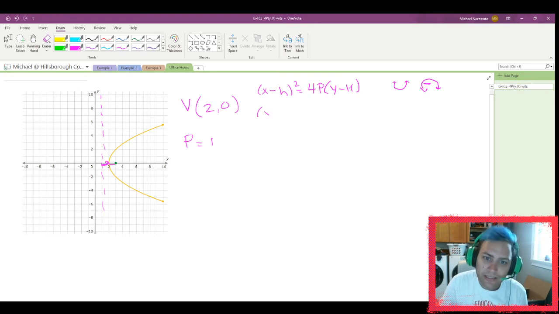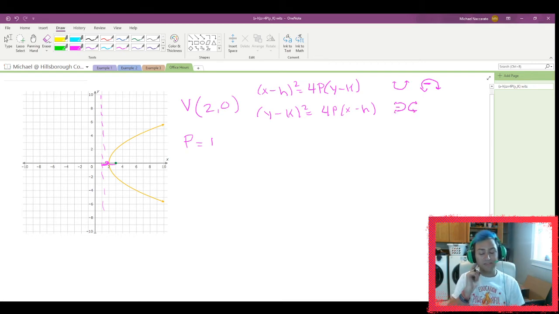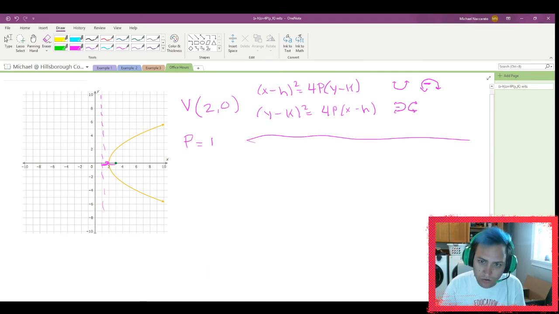And if it is in this form, (y minus k) squared equals 4p times (x minus h), that represents a parabola that opens to the left or to the right, where the one opening to the left is your negative one. So that would make the 4p negative if it's going to the left. Those are your two formulas. In this case, I have a left and right opening. That tells me it's going to be something with the y squared, so I'm using the second formula.